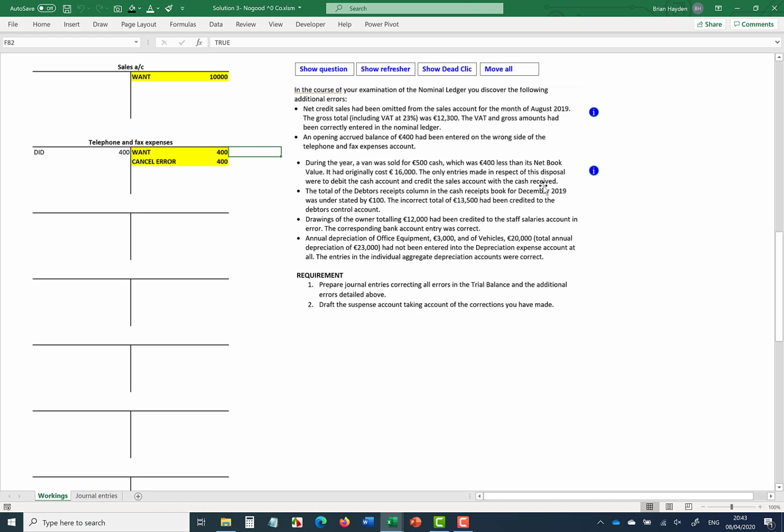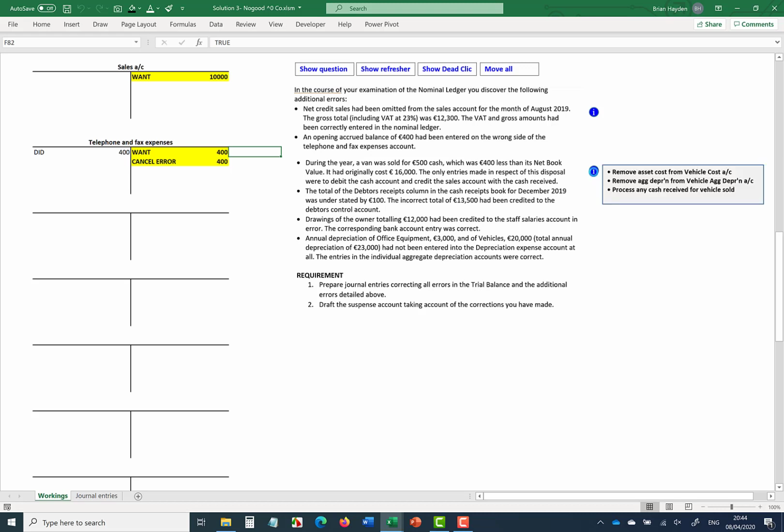This is a fairly involved transaction, but one little glimmer of hope is that there was a debit to the cash account and a credit to the sales account with the cash received, which was 500. What that tells me is that the debit amount and the credit amount match, so at least there isn't a suspense account issue arising here. But there's a whole bunch of things that need to be done that weren't done, so we need to address that.